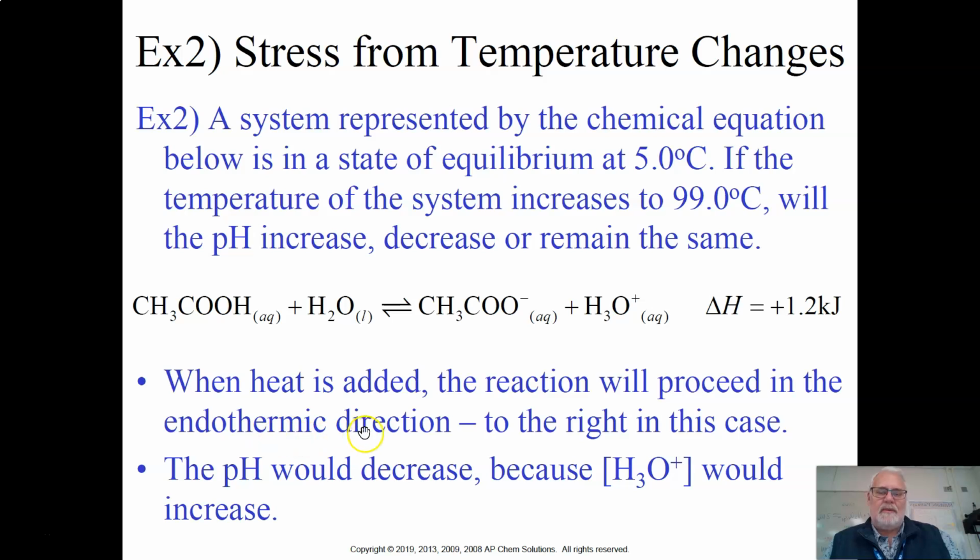You can memorize that if you want. I prefer to use the conceptual stuff. Just endothermic, the heat's over there, and when you add to that side, it'll go to the right. And of course, this would cause a decrease in pH as the H3O+ goes up. Okay, you get a stronger and stronger acid. That pH goes lower and lower and lower.